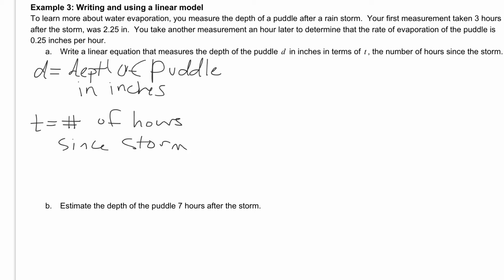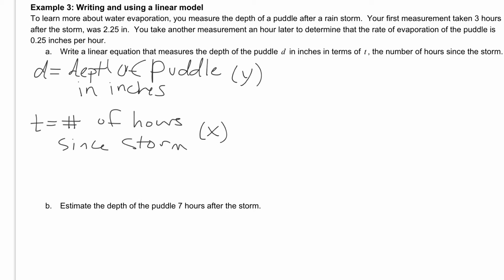And as we look at our variables D and T, we need to figure out which one's X and which one's Y, which one's independent versus which one's dependent. So if we take a look at hours, remember our time is always going to be that independent variable. Time's going to happen no matter what. And the depth of the puddle is going to depend on the number of hours that have passed, which means T is going to be our X and D is going to be our Y.